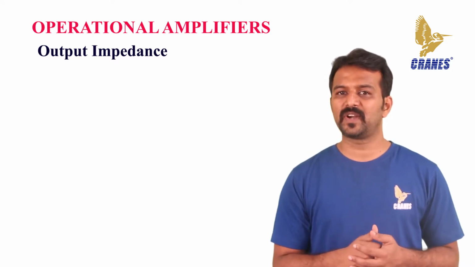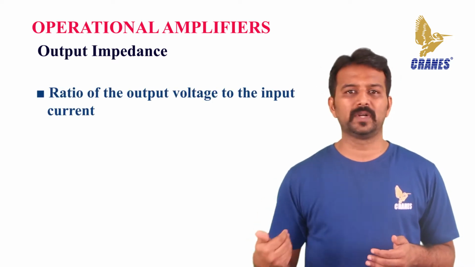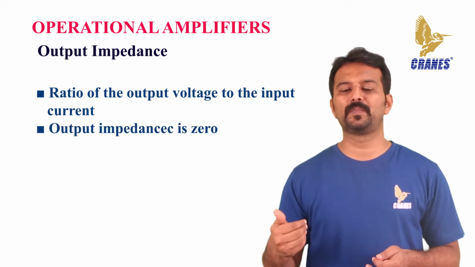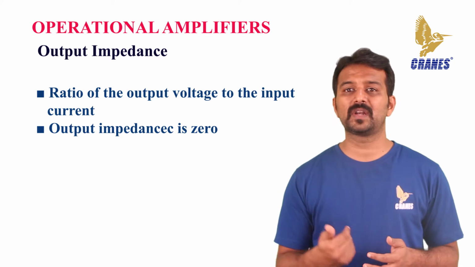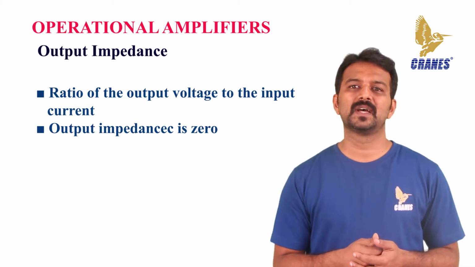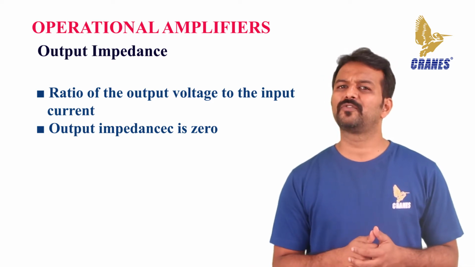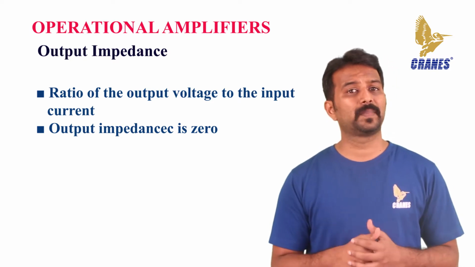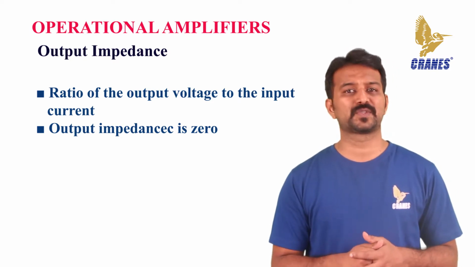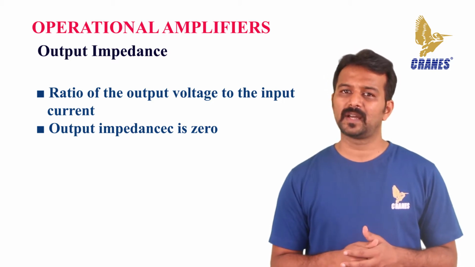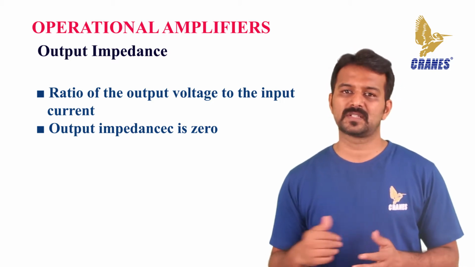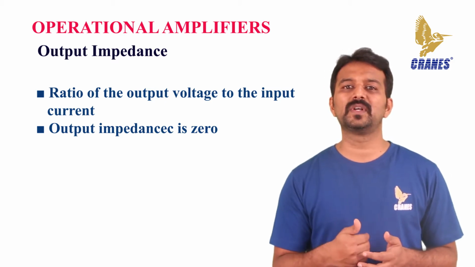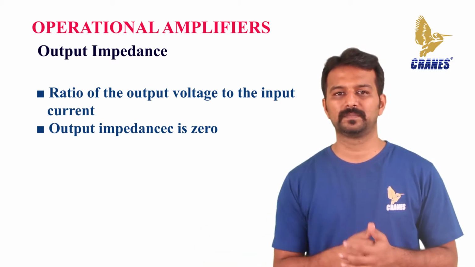Let us look into output impedance, which is denoted as Zout. Output impedance is defined as the ratio of output voltage to the output current. The output impedance of an ideal op-amp is 0. However, in reality, op-amps have an output impedance of almost 10 to 20 kilo ohms. An ideal op-amp behaves like a perfect voltage source, delivering the current without any internal losses. The internal resistance reduces the voltage available to the load.